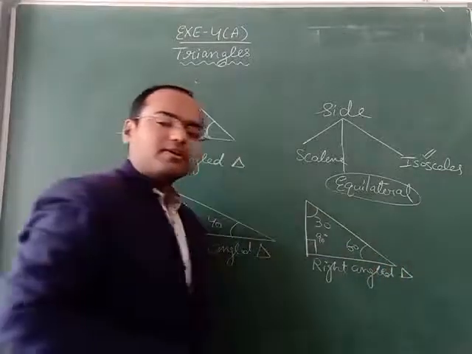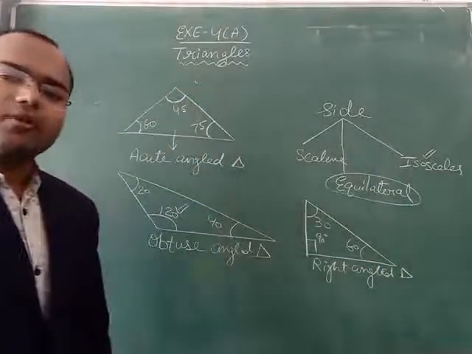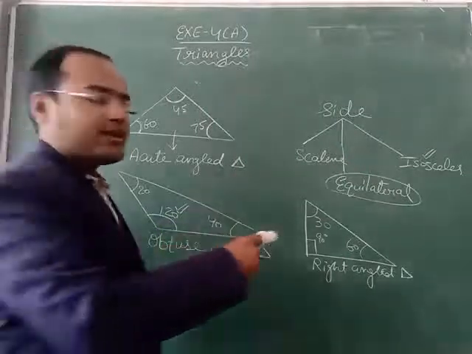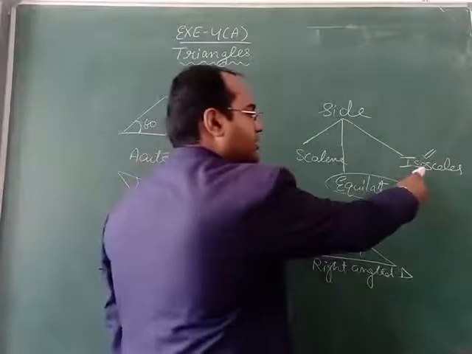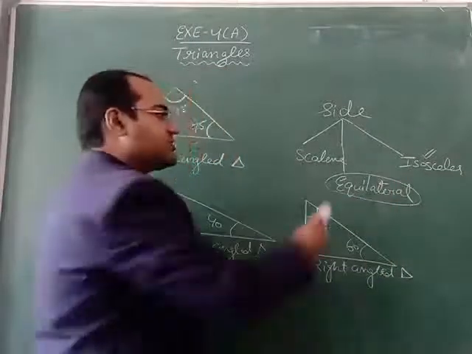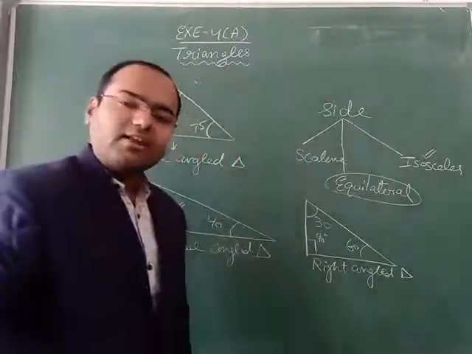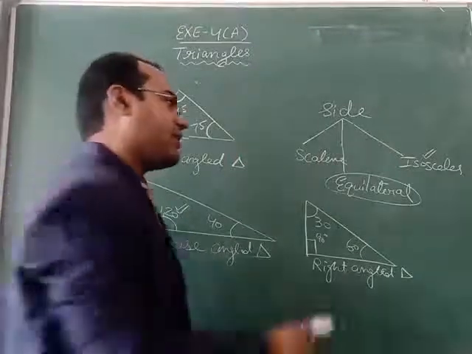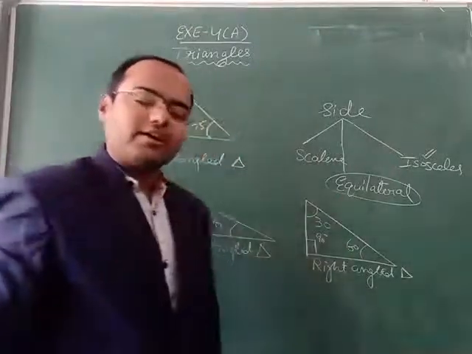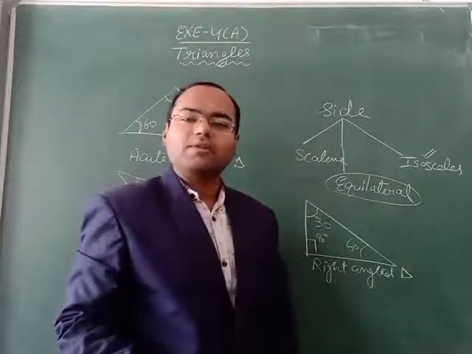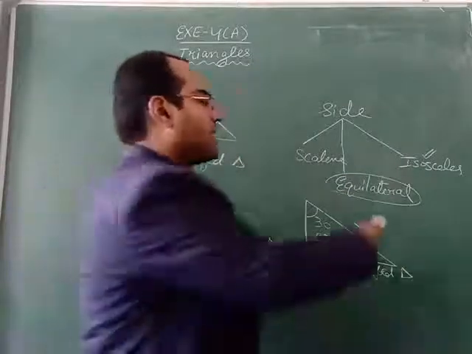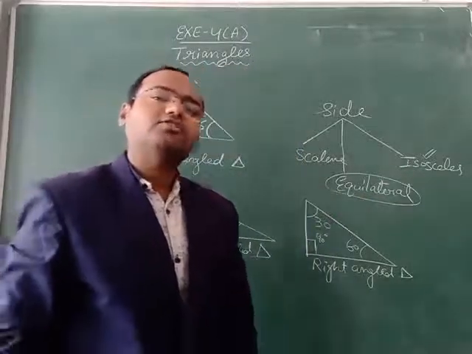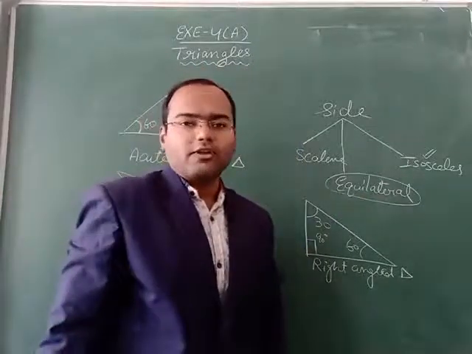So these are the basic types of triangle that you have to remember for this exercise. On the basis of sides, three types of triangle are there: scalene triangle, equilateral triangle and isosceles triangle. Scalene triangle is that triangle in which no side is equal. All the three sides are of different length. Equilateral triangle is that triangle in which all the three sides are equal to each other. And third one is isosceles triangle. Isosceles triangle is that triangle in which two sides are equal to each other.